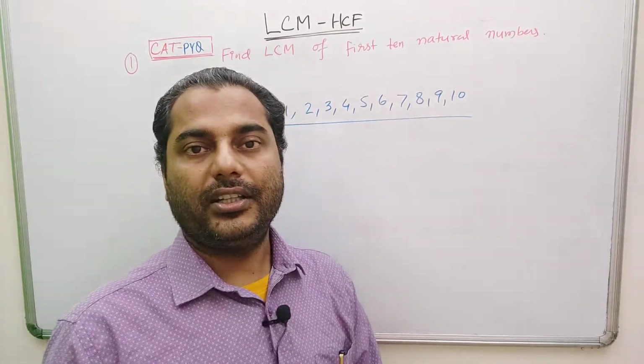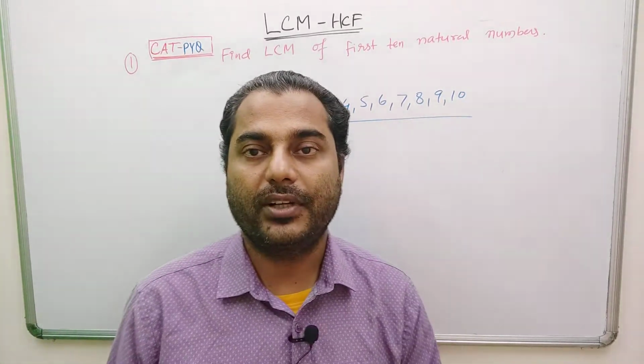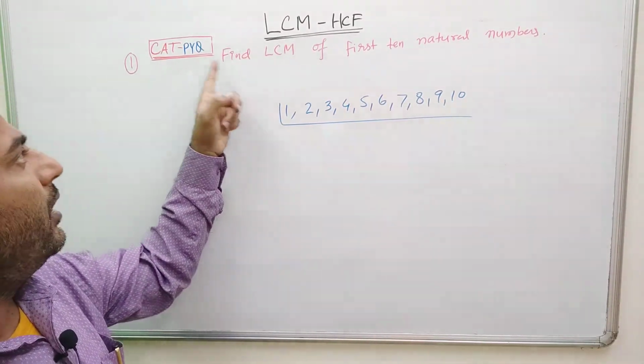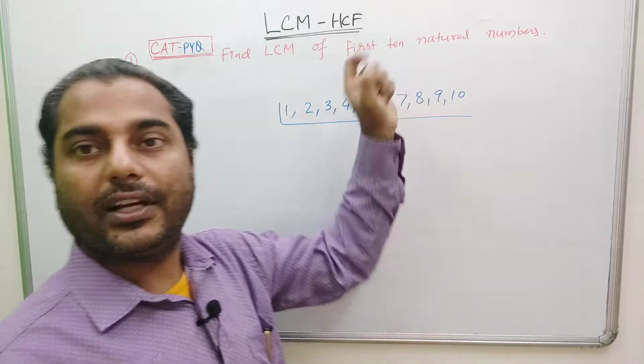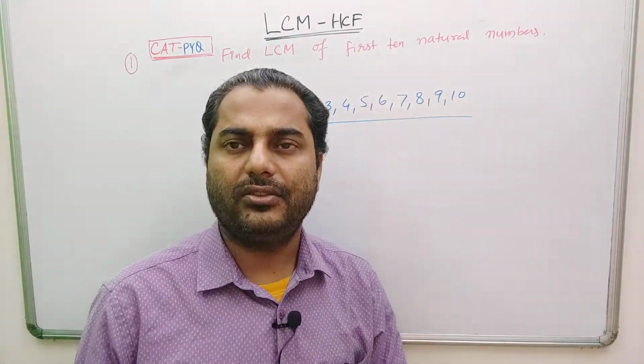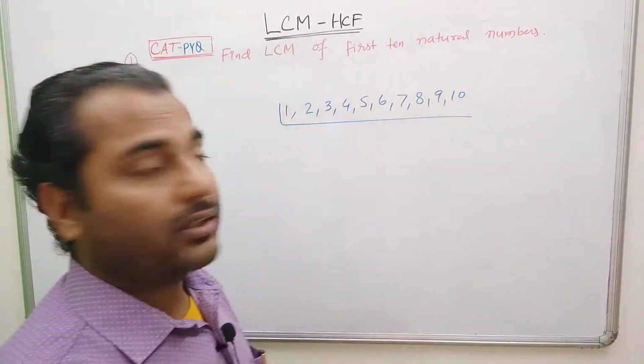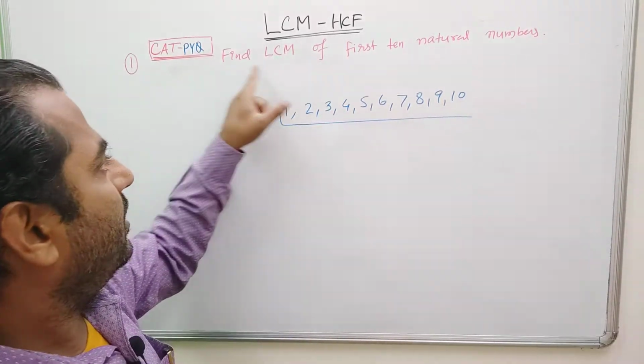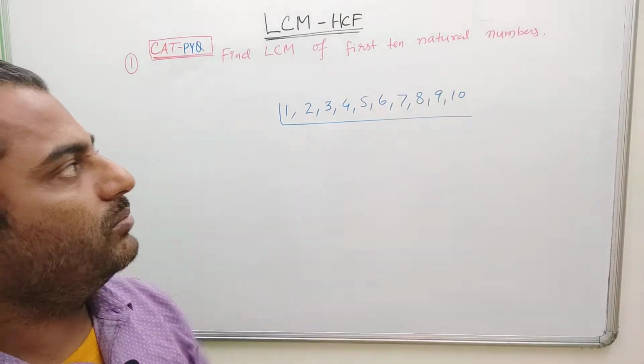Today in this video we are going to discuss a question from a CAT previous year paper. The question is from the topic of LCM and HCF. It is a very easy, very doable question, but we are going to learn a smart method of solving it. The question is: find the LCM of the first 10 natural numbers.